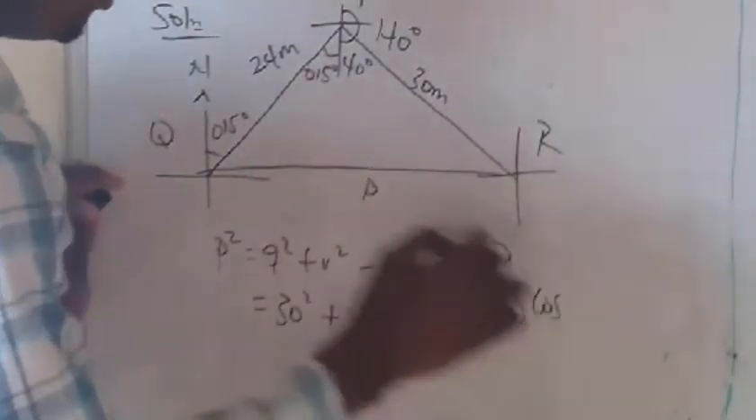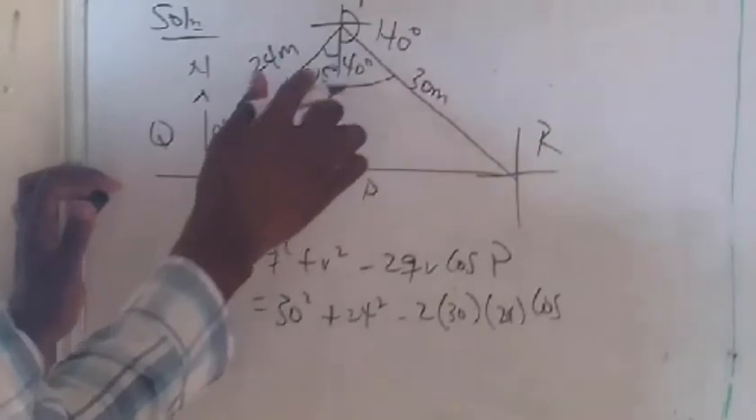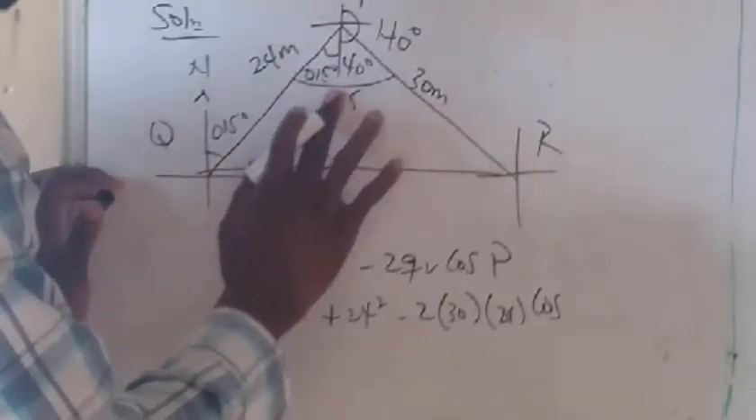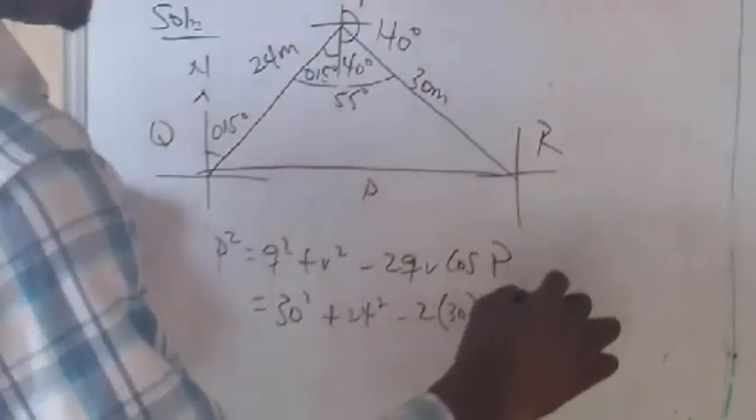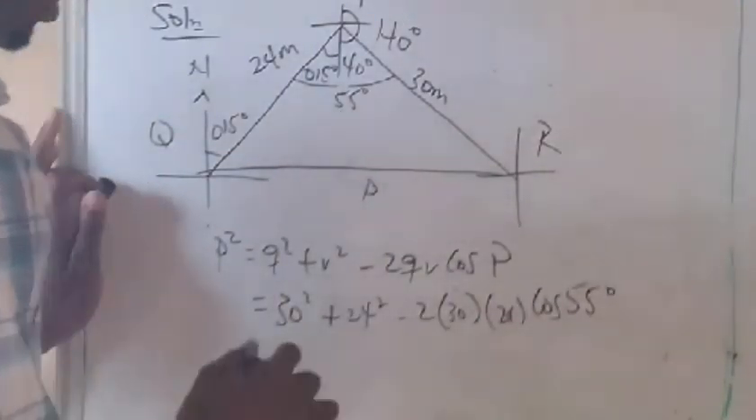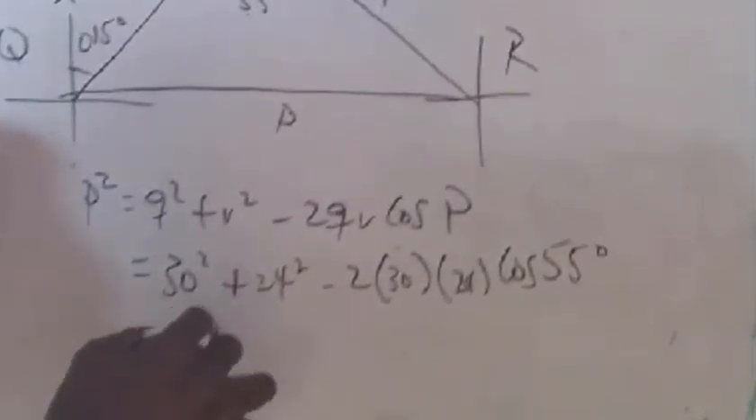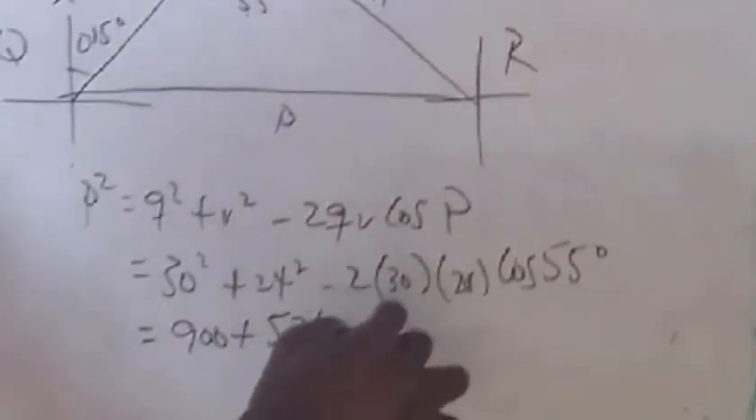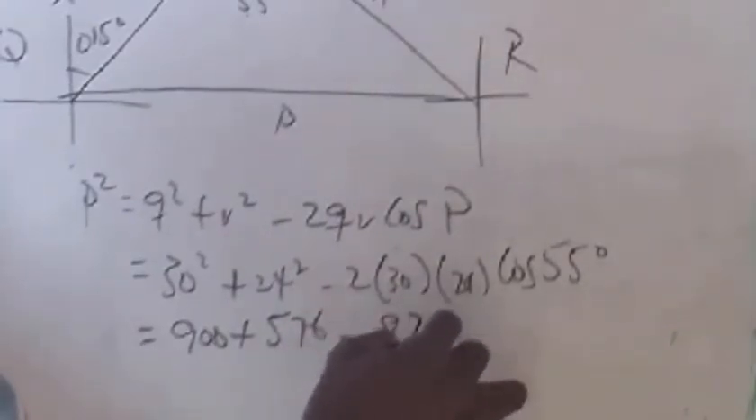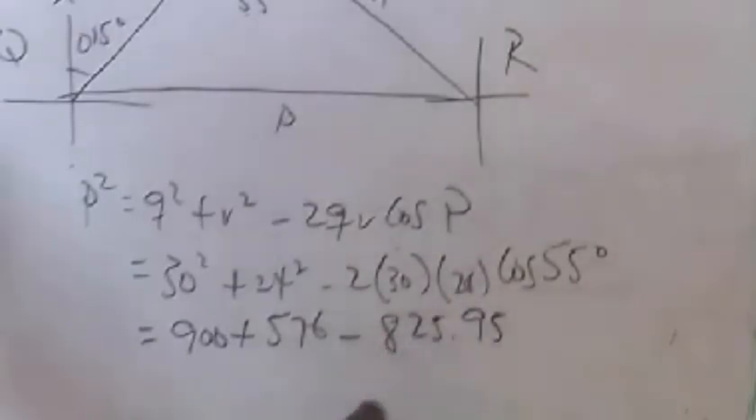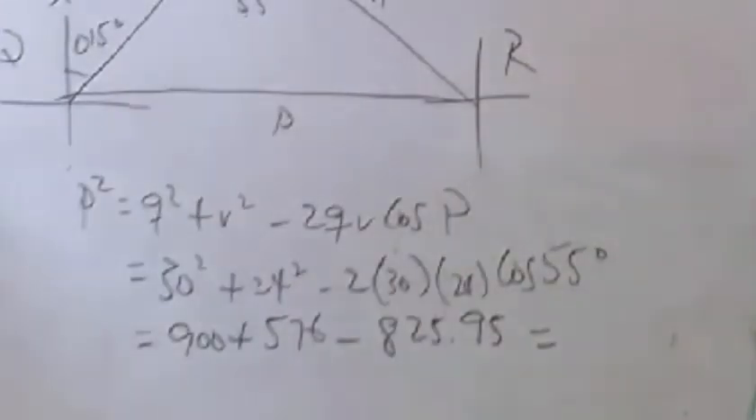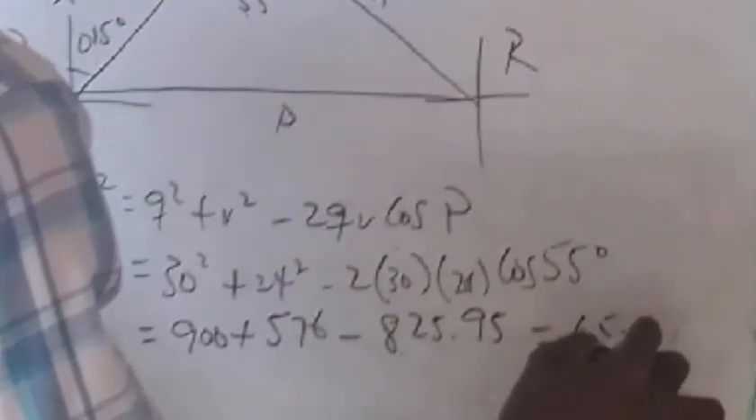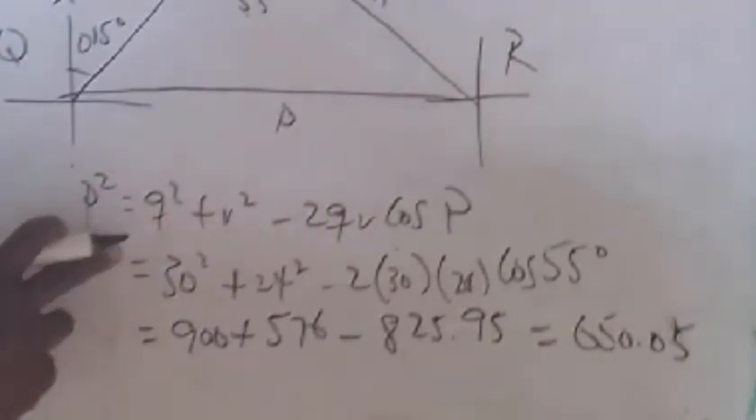Cos P is what? Now, we have to add this together. That becomes 40 plus 15, which is 55 degrees. In which case, this place becomes 55 degrees. That becomes 900 plus 576 minus 825 times 0.57. Leave the answer to be 650.05. Now, p square is equal to all this.